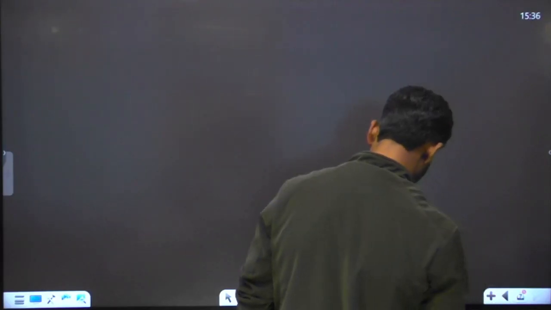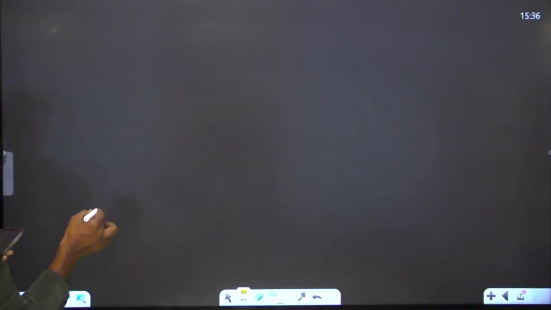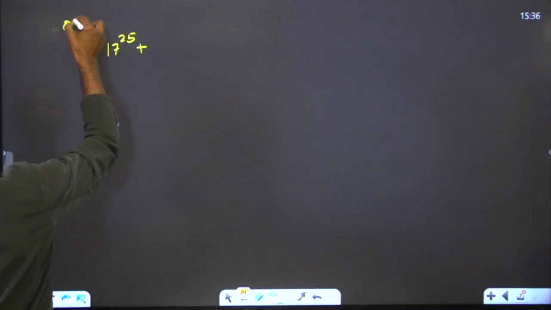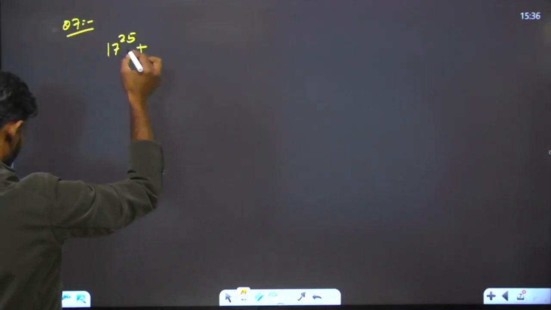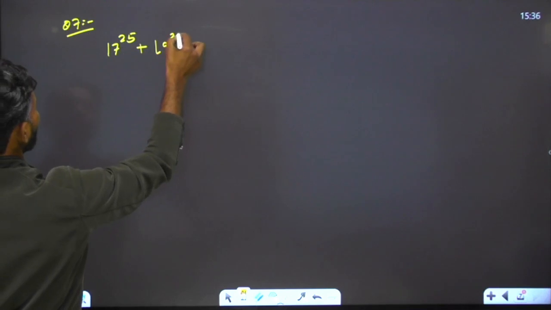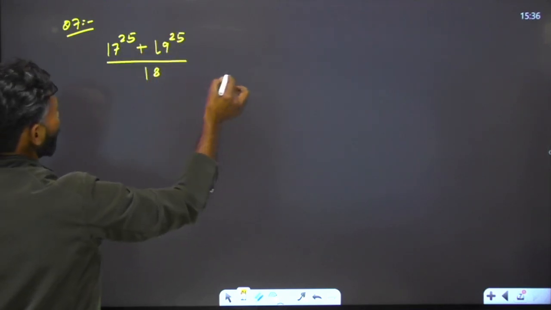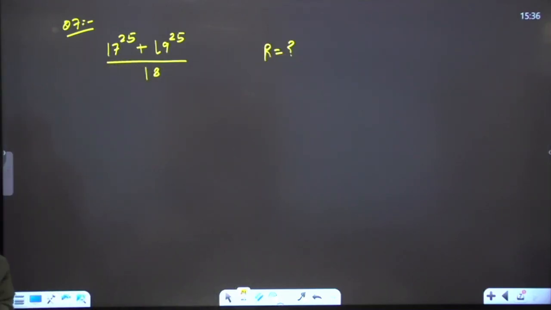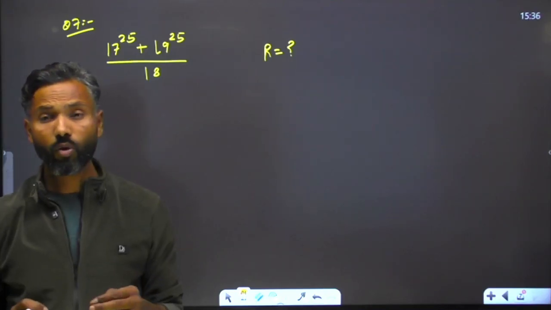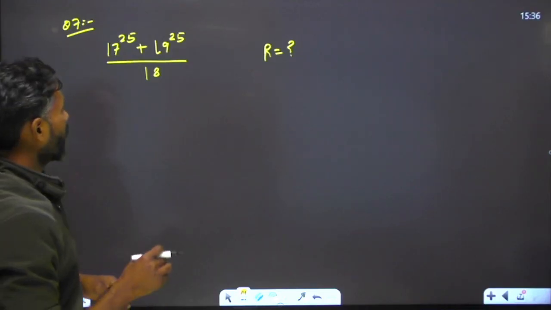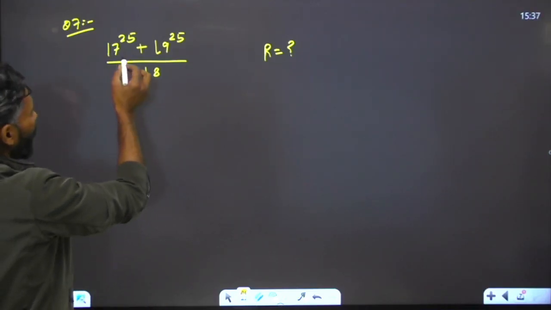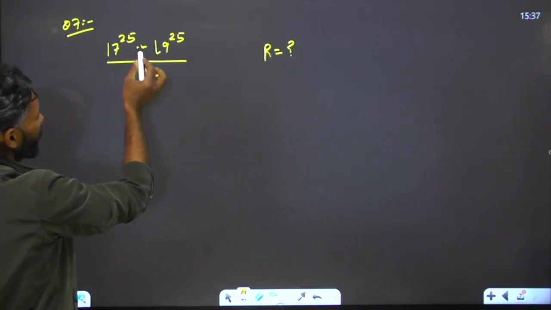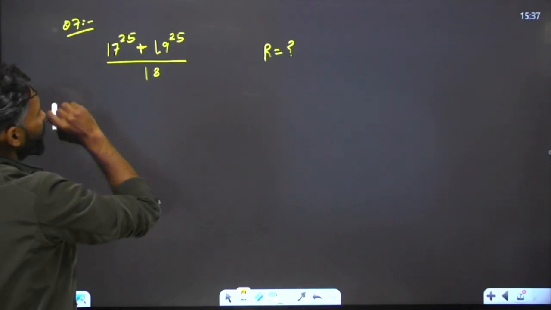The next question says: if 17 power 25 plus 19 power 25 is divided by 18, what will be the remainder? This is one more question. What will be the remainder? We have to simplify this question. How could we simplify it? This is quite easy. There are two different bases, one is 17, another is 19, and the symbol between them is plus. So we just have to divide the bases.